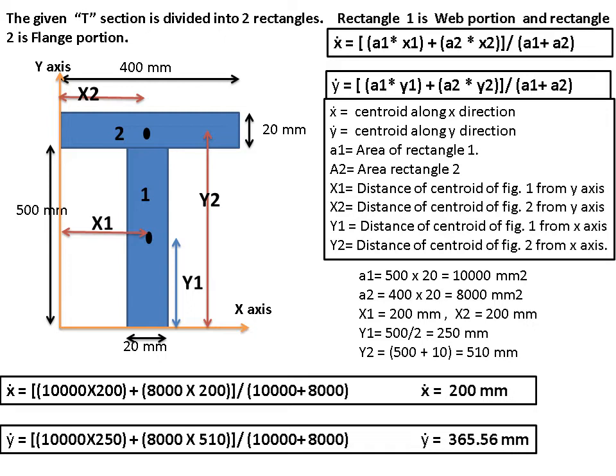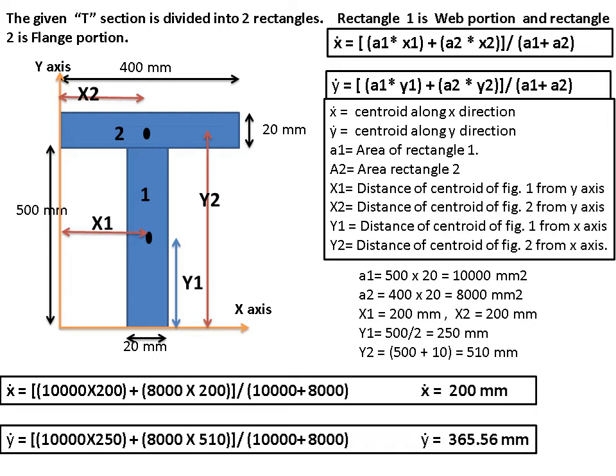So let us find out areas first. First figure is vertical portion having height 500 mm, width 20 mm. So A1 will be equal to 500 multiplied by 20. A2 is the second figure having width 400 mm and height 20 mm. So A2 will be equal to 400 multiplied by 20 mm.